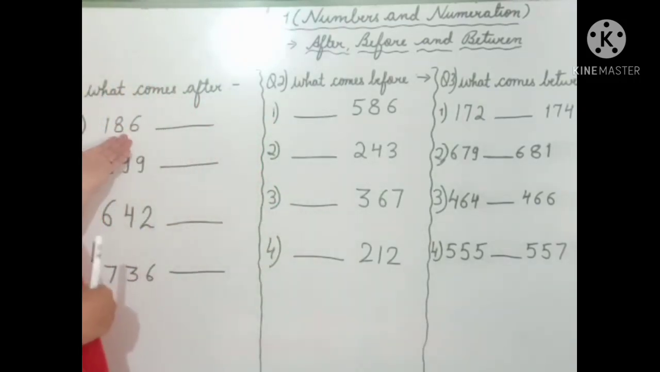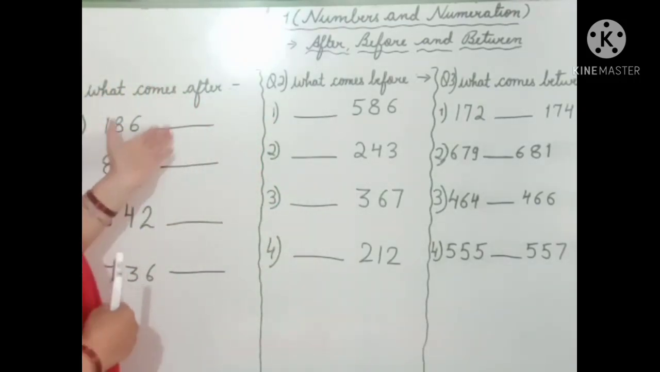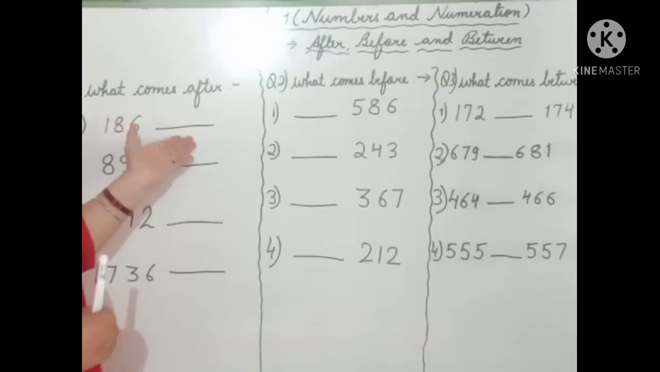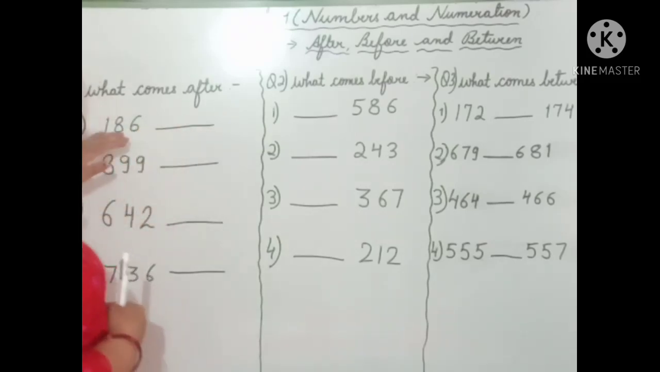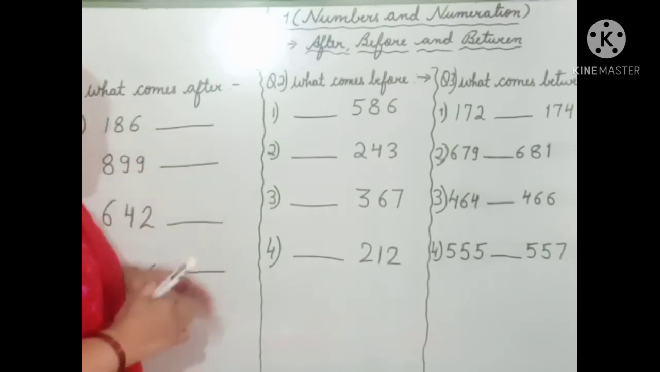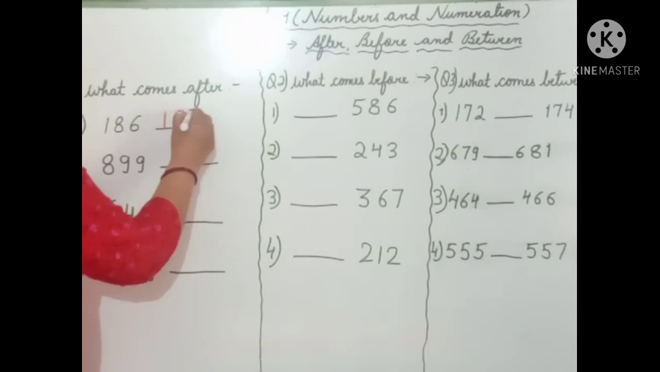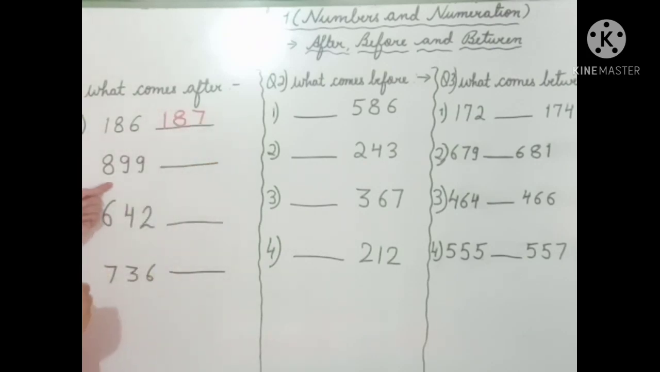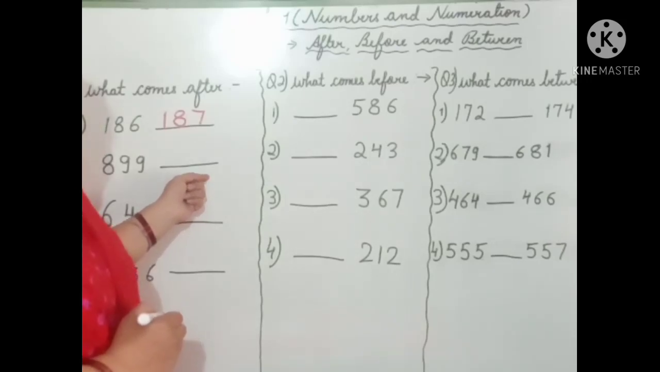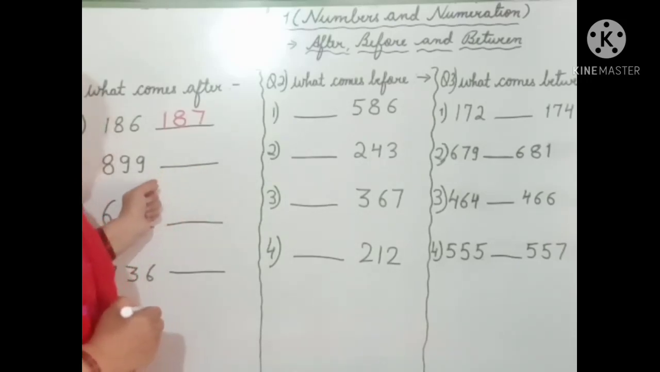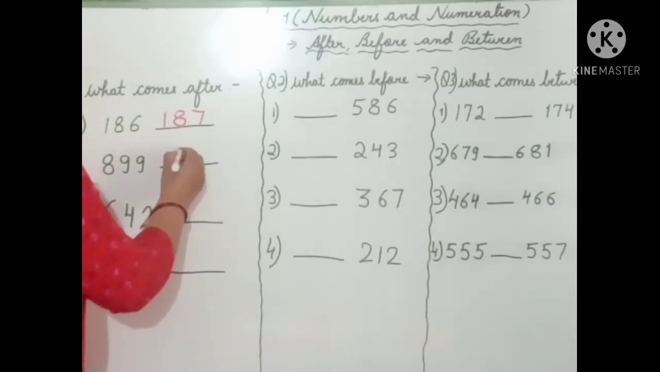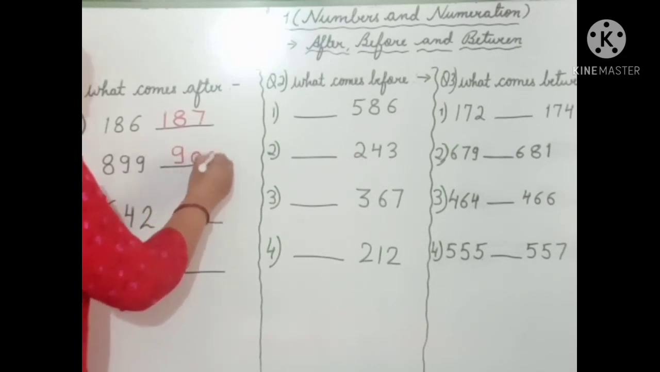So children, the first number is 186. You have to write the answer, which number comes after. So children, after 186 which number will come? 187. So you have to write here 187. Second one, 899. So children, which number will come next after 899? Yes, the next number will be 900.